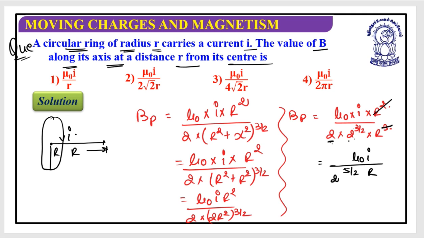Or even if you wish, you can do it as 2 into 2 to the power 3 by 2, which is 2 into 2 into 2 to the power half. It is the same thing, 1 plus half. So this is 4 root 2, and the answer is mu naught I divided by 4 root 2 multiplied by r. This is the magnetic field at point P.